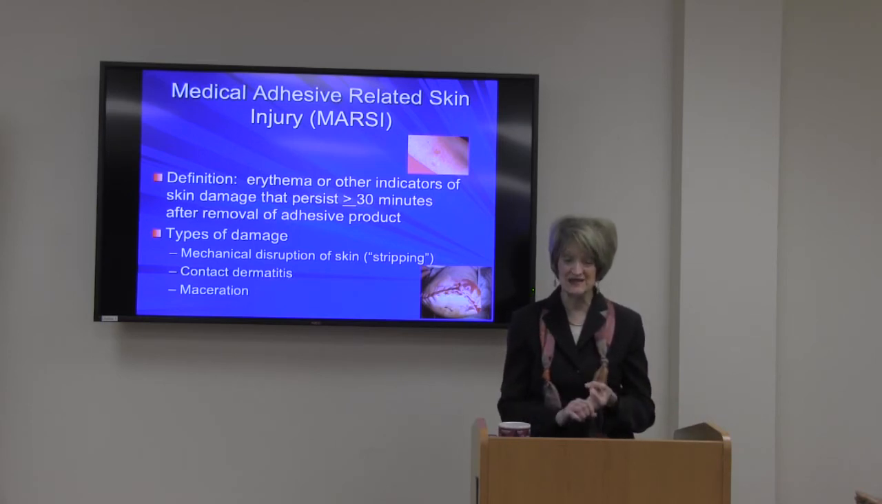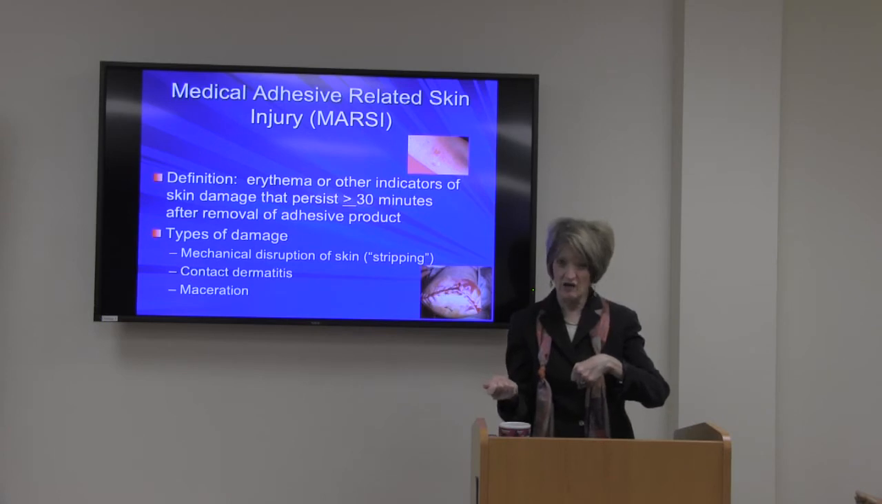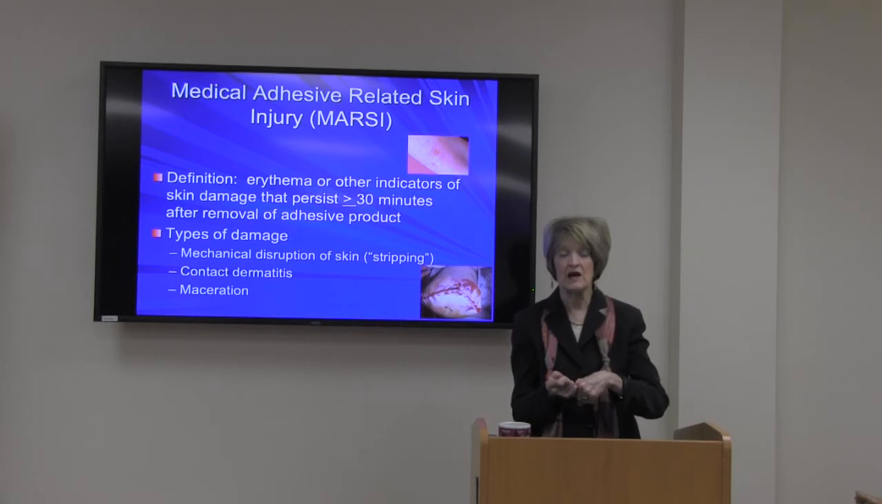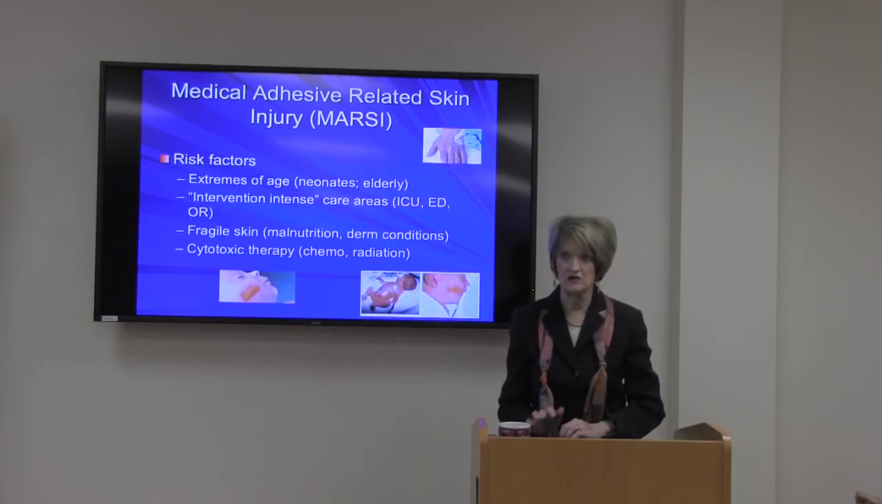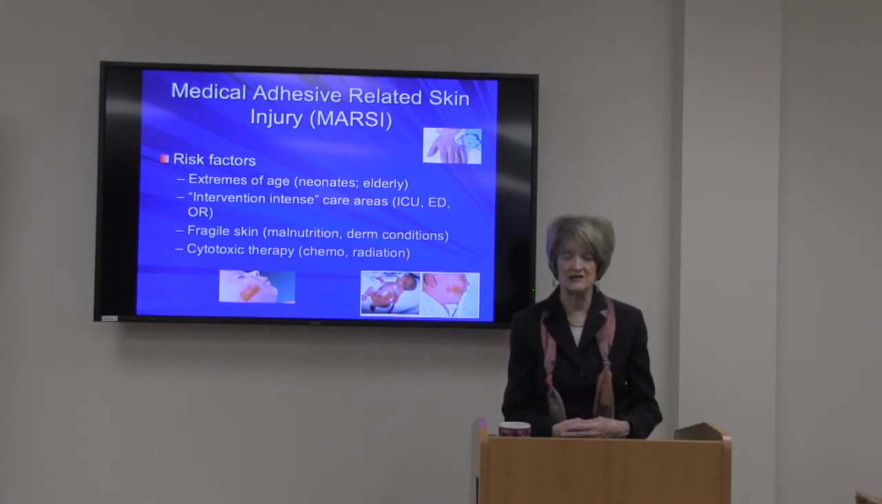There are 3 specific types of medical adhesive related skin injury. First of all, sometimes we literally tear the skin off. That's also known as skin stripping or mechanical disruption of the skin. Sometimes you get a contact dermatitis, a reaction of the skin. And sometimes you get maceration. So we're going to talk about each of those in a little bit more detail. What are the risk factors for medical adhesive related skin injury? Interestingly, and it makes sense, pretty much the same as we talked about under skin tears.